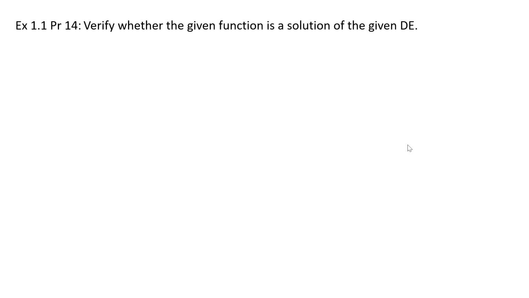Sorry about that. So let's look at problem 14 from that and verify whether the given function is a solution of the given differential equation. The question is: y prime plus 20y equals 24. Verify whether y equals 6/5 minus 6/5 e raised to negative 20x is the solution of the differential equation y prime plus 20y equals 24. Before I show you how to go about doing this, let me give a bit of motivation.